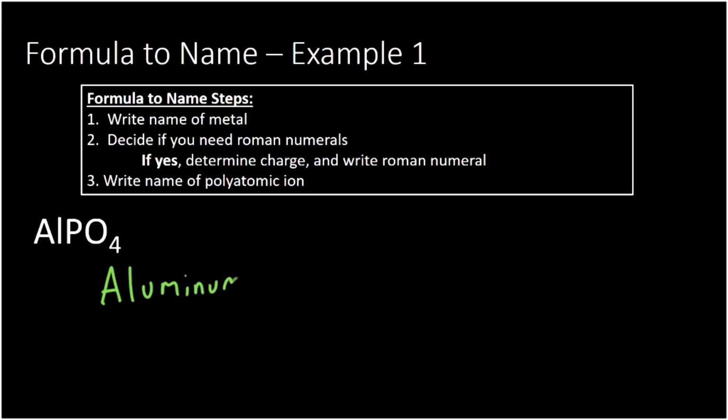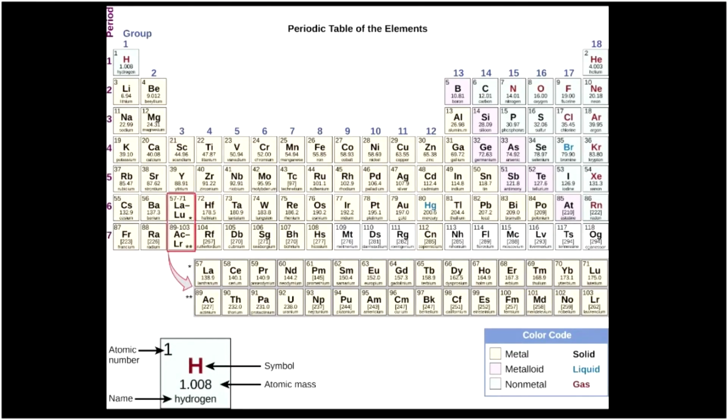All right, do I need Roman numerals? Well, remember, the rule here is if you can predict the charge, you don't need them. And if you can't predict the charge, you do need them. So what we want to do is go to the periodic table and see, can I predict the charge on aluminum? When we go to the periodic table, we notice that aluminum is element 13. And remember, this whole column here has a +3 charge. And so that means I can predict the charge on aluminum, so I don't need Roman numerals.